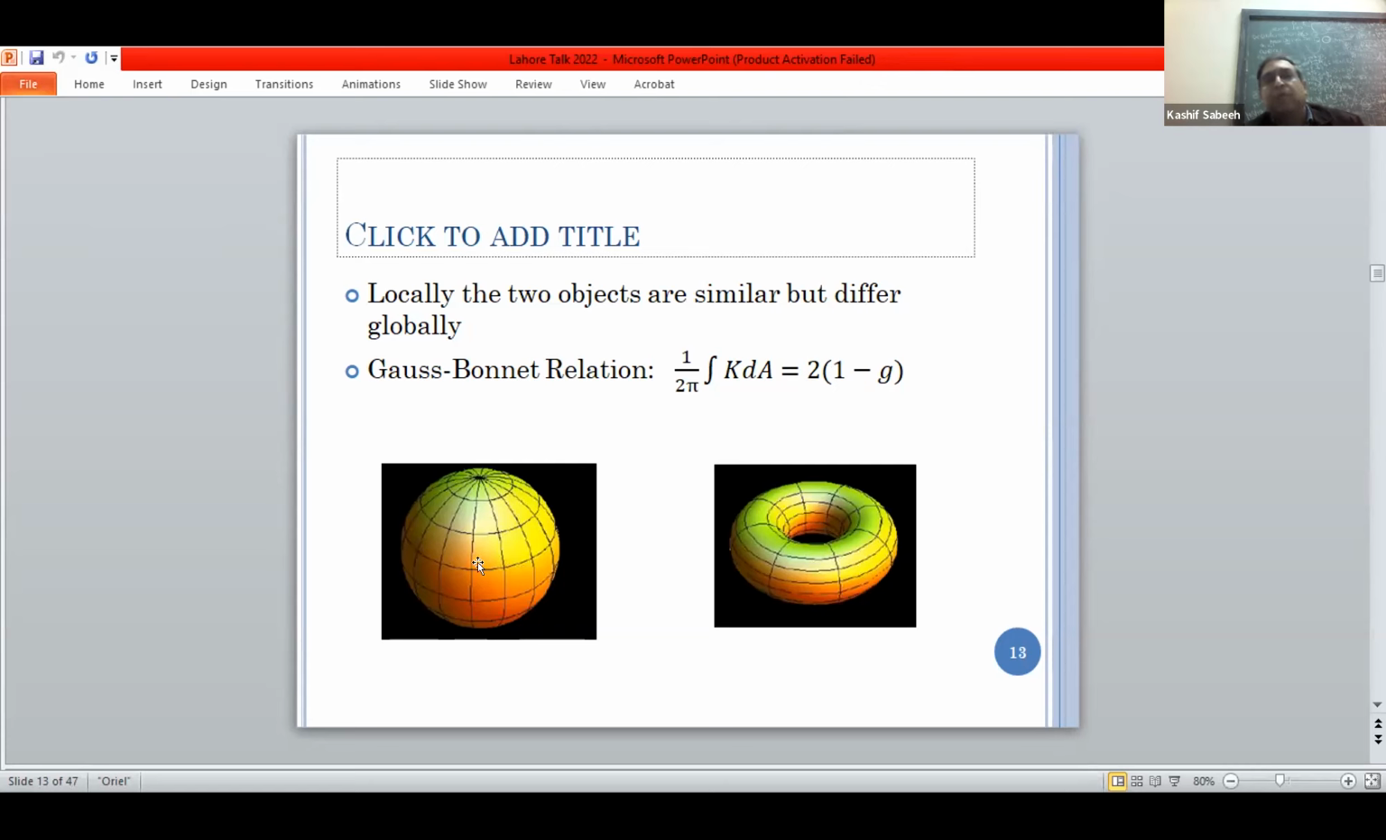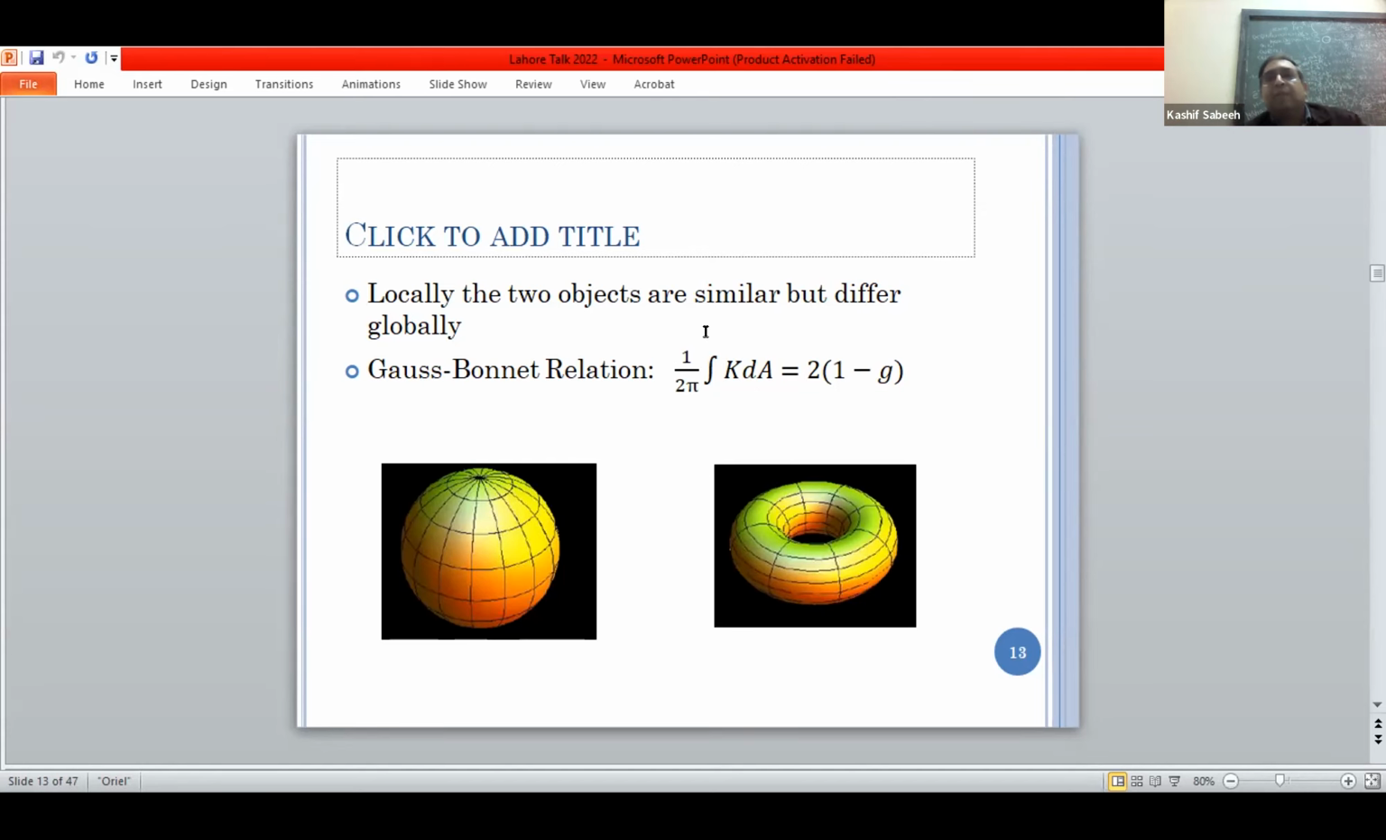And locally, if a small insect were moving on this surface, it would not be able to tell the difference between this object here, which is a sphere, and a torus here. But if you look at the global property, in the sense of integrating the Gaussian curvature over the whole surface with genus 1, you get 0, so another integer. So you have an object with invariant 0 on the right, and on the left one with integer value 2. So they belong to two different topological classes.